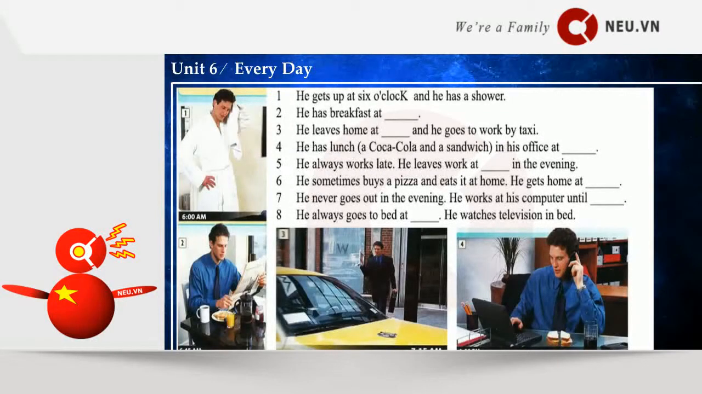Tape script 6.5. Elliot's day. He gets up at 6 o'clock and has a shower. He has breakfast at 6:45. He leaves home at 7:15 and he goes to work by taxi.